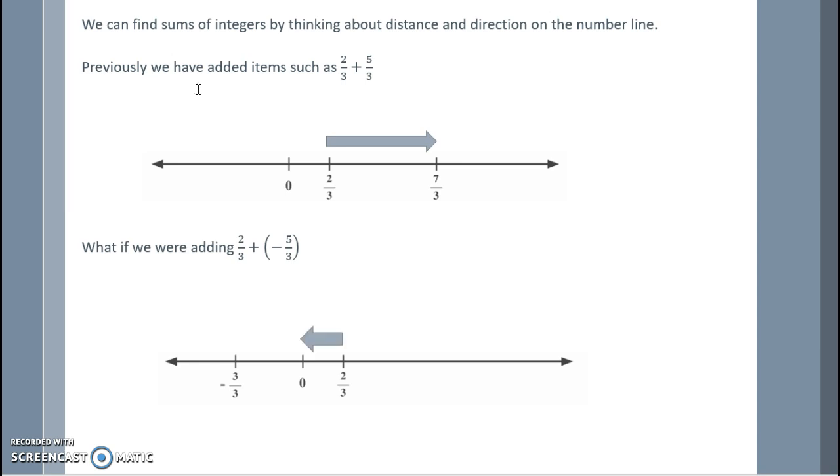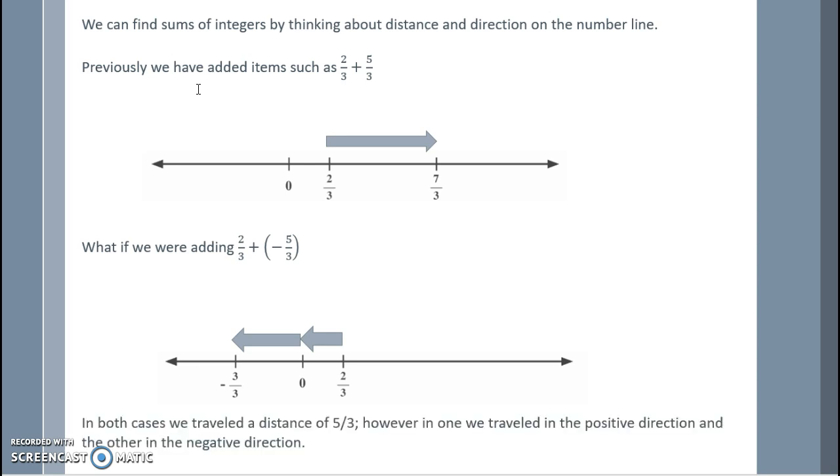So we would start at 2/3 and now we need to go in the opposite direction, or the negative direction, 5/3 units. So to go from 2/3 to 0 is 2/3 distance, and I need to go 3/3 more, continuing that direction. In both cases, we traveled a distance of 5/3. However, in one direction we traveled positively and in the other we traveled negatively. And once we approached zero, we had to think a little bit about how that would be affected.